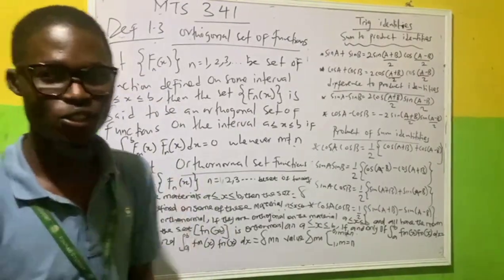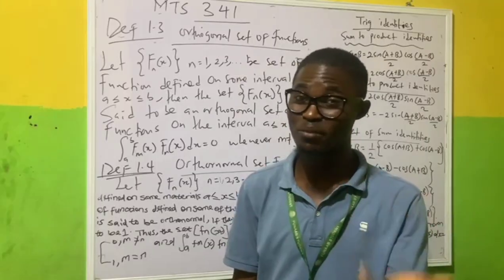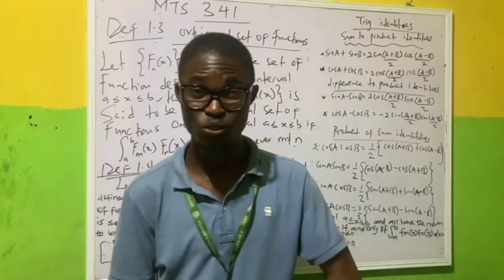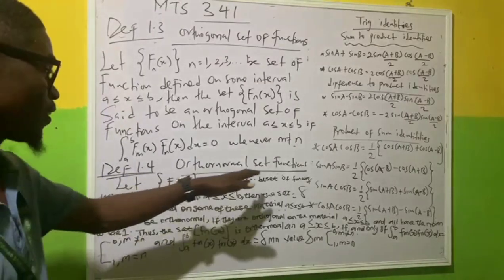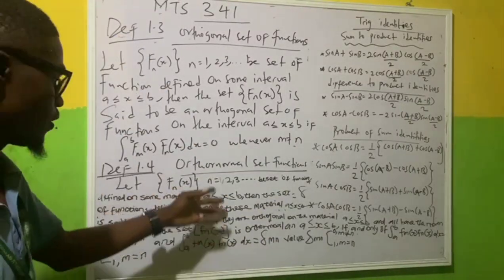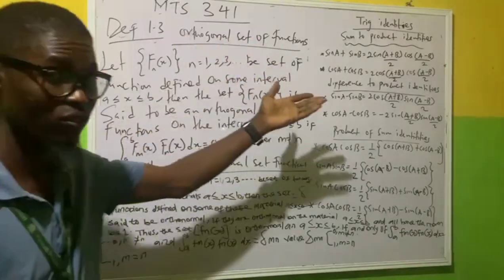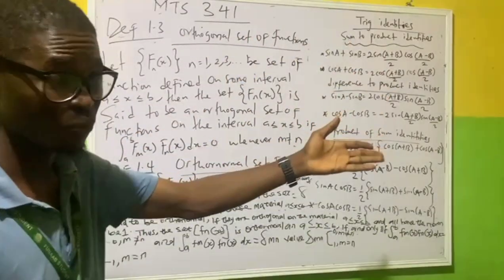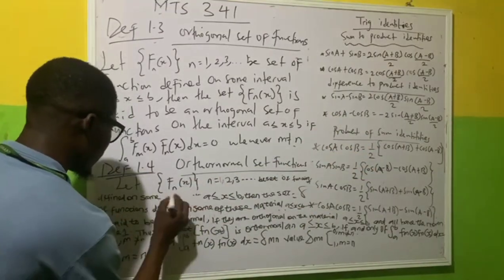Now definition 1.4. These definitions really matter, so it is left for you to read them. If you don't read them, we'll graduate in TN. Alright, so orthonormal set of functions. Let your set f_n of x such that n equals 1, 2, 3 be a set of functions defined on some interval.